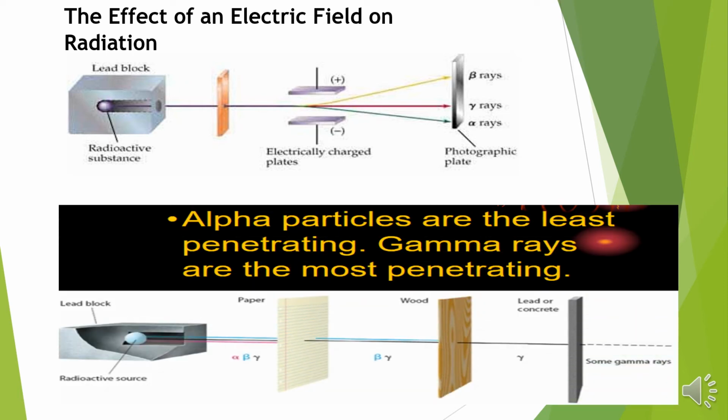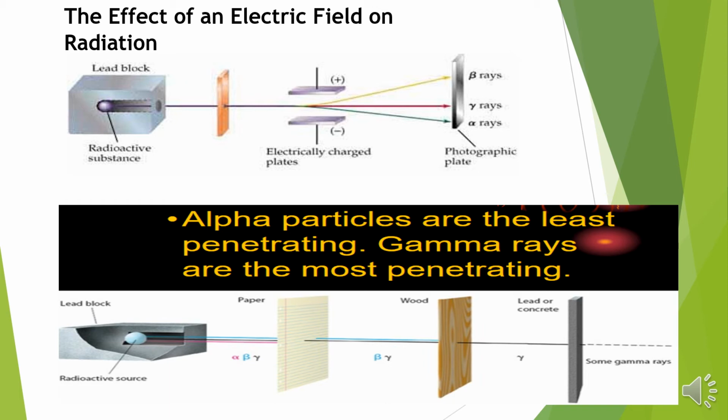We have also here, we explained the penetration of these particles. We said that the alpha particles are the least penetrating and the gamma rays are the most penetrating rays. Let's see here also in the figure, we have the same uranium source, uranium substance that gives radioactive source. We have the three particles that are emitted from the uranium atom.